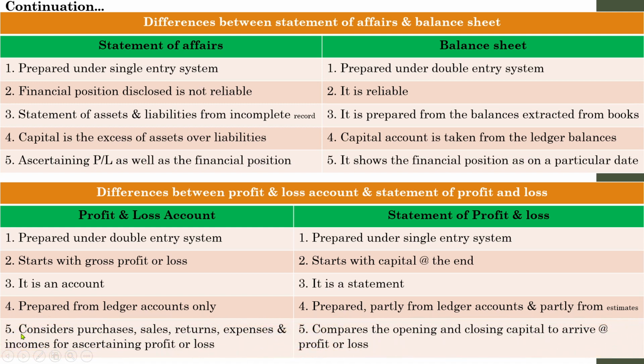And finally, the profit and loss account considers purchases, sales, returns. Returns means sales returns and purchase returns, expenses, and incomes for ascertaining profit and loss. But in the statement of profit and loss, we compare only opening capital and closing capital, and if there are any drawings during the year, and any additional capital during the year, we consider that, and on the basis of that we identify profit and loss. If you go through the statements which we have mentioned previously, you will understand that point.